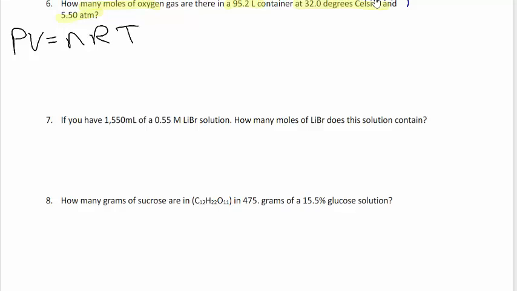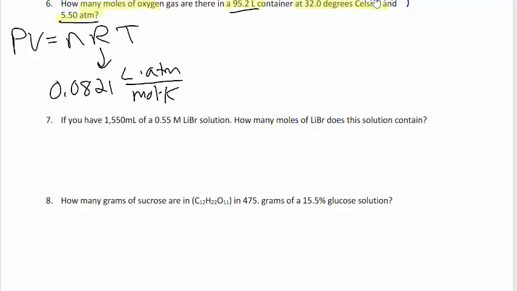Also on the equation sheet is the R constant, which is 0.0821. The units in the R constant are liters times atmospheres over moles times Kelvin. So when you plug in the units for these variables, you want to make sure that they're in those units. So the volume's in liters, the pressure's in atmospheres, but we want to change the temperature to Kelvin. So we're going to add 273 to 32 degrees Celsius.